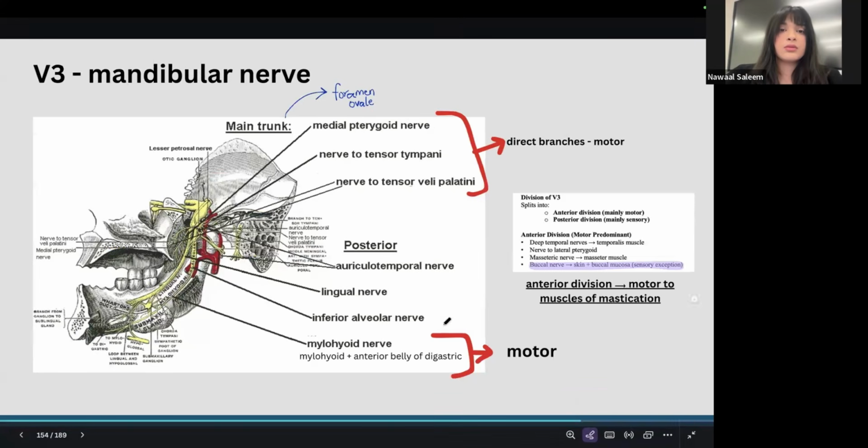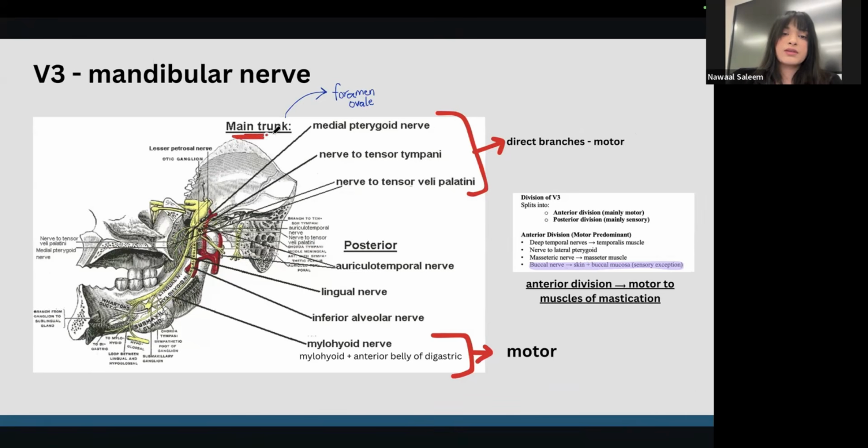Okay, so a lot going on here. This is the main trunk. Okay, so the main trunk goes through the foramen ovale, which is V3. V3 goes to foramen ovale. It immediately gives off 3 branches. So you have the medial pterygoid nerve, nerve to tensor tympani, and tensor veli palatini. So these are direct motor branches to these muscles. Okay, then it gives off the anterior division and the posterior division. So look over here. You have the anterior, which is mainly motor, and posterior division, which is mainly sensory. Okay?